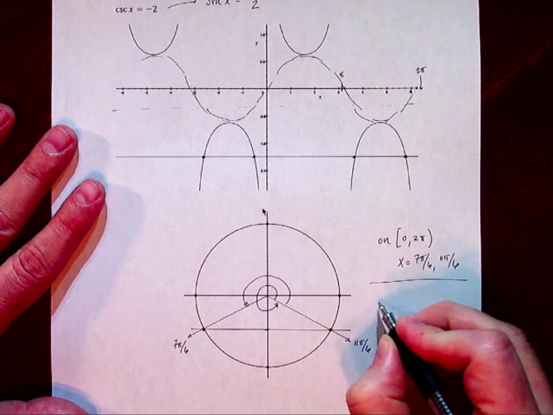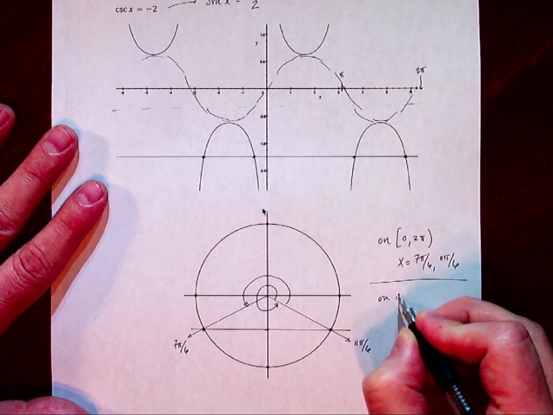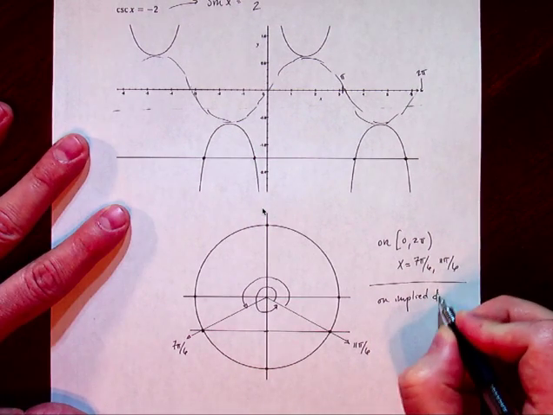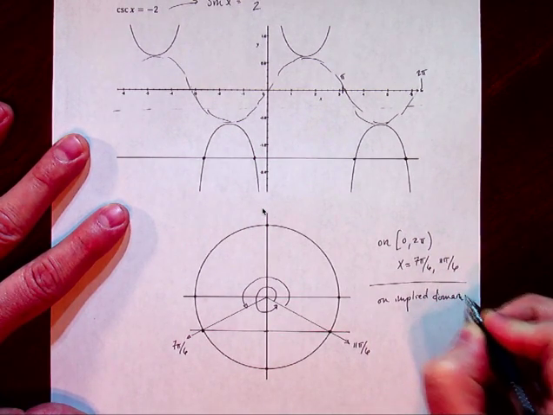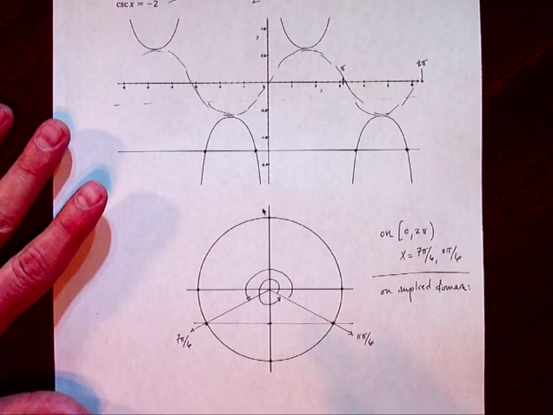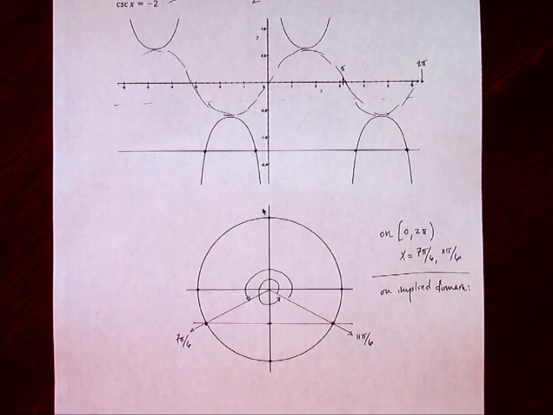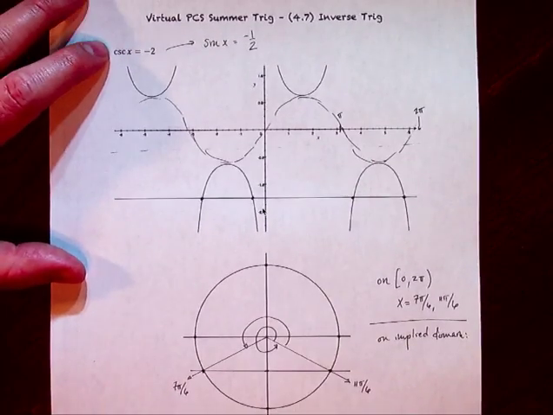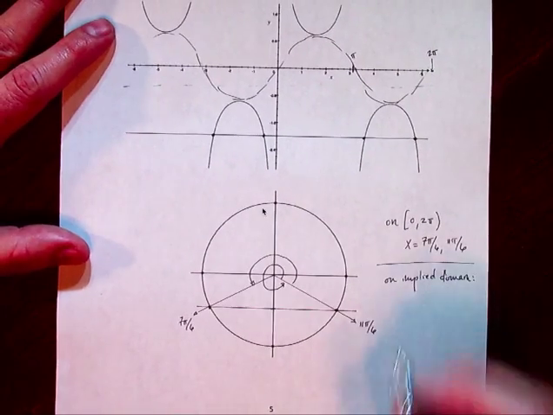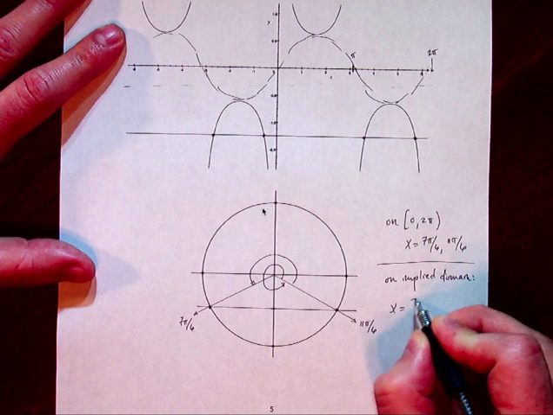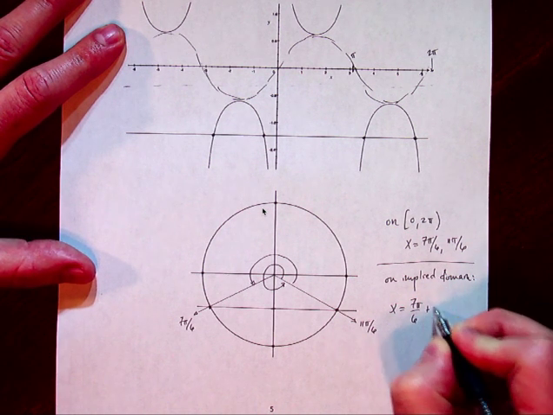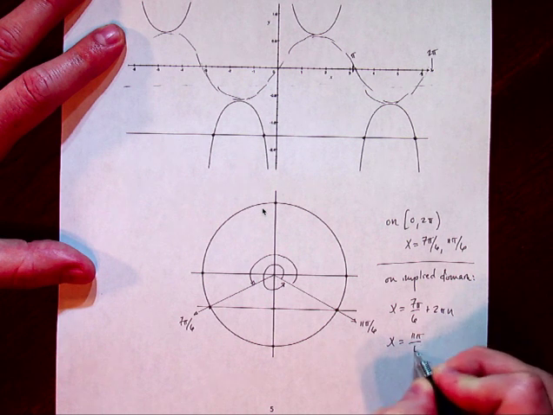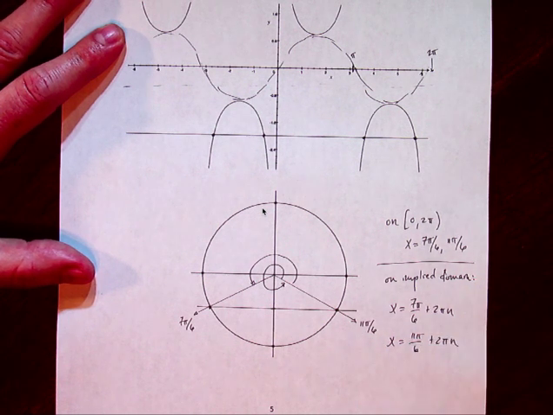If you were basically given the implied domain, then you need to account for the continued values that will give rise to a cosecant ratio of -2, and those of course are the coterminals. And you have x is equal to 7 pi over 6 plus 2 pi n and 11 pi over 6 plus 2 pi n, and that would be your answer.